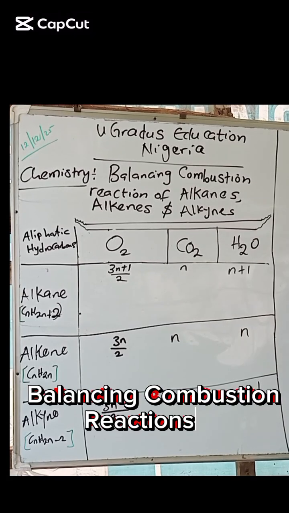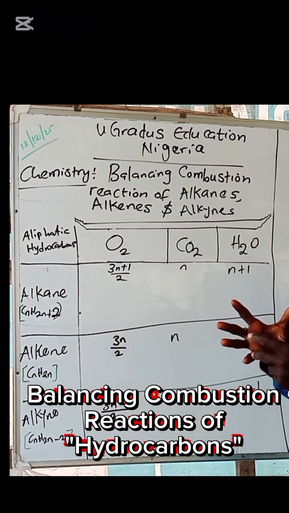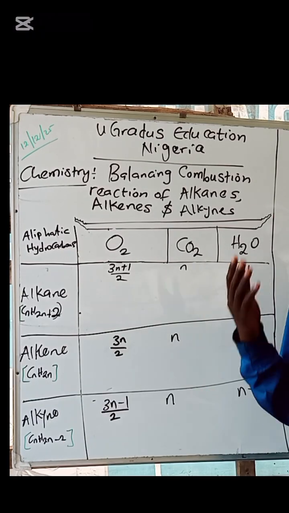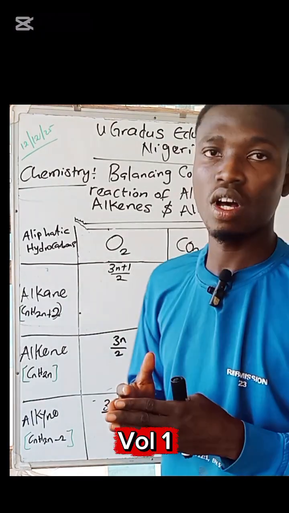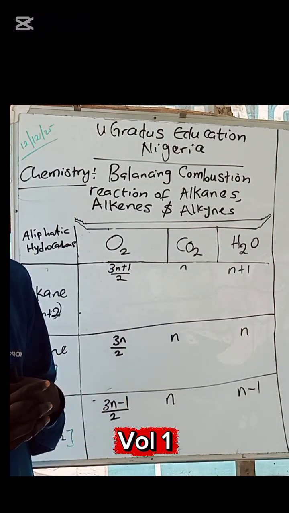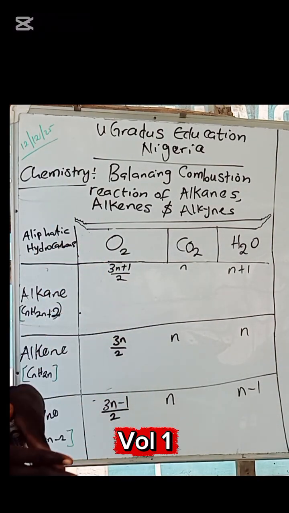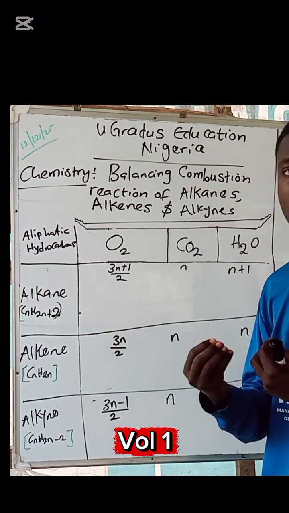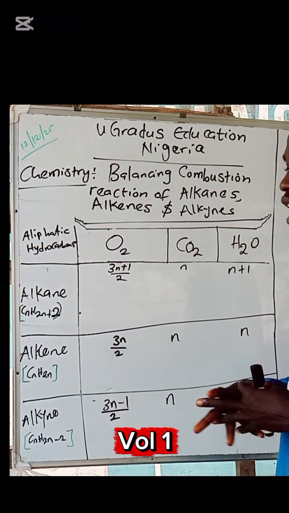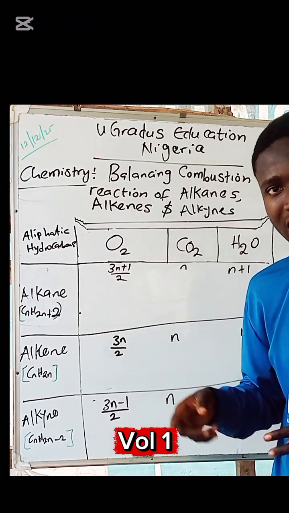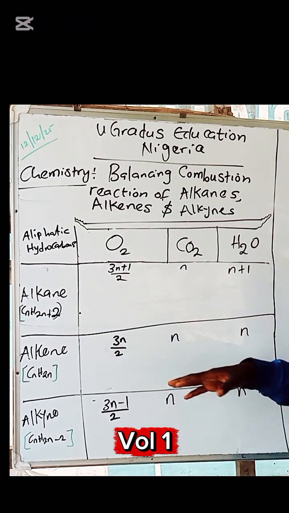I'm here to help you on how to balance combustion reactions of hydrocarbons, involving alkanes, alkenes, and alkynes. Many students in Nigerian universities and late secondary school find this aspect very difficult because these kinds of reactions attract fractional coefficients, and that's the problem. There's a formula that will help you, and you can also know how to apply such a formula whenever you are trying to balance this equation.